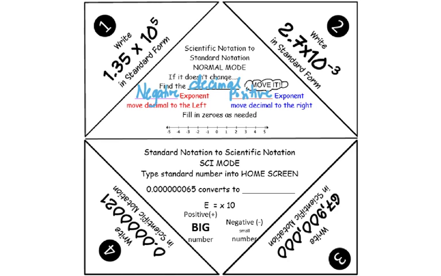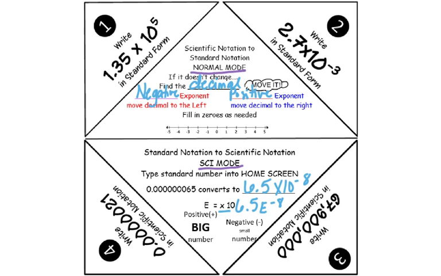Now, if we're going from standard notation to scientific notation, you want your calculator to be in scientific mode. And so that's what this means here, when your calculator is in normal mode and when your calculator is in scientific notation mode. You're going to type the standard number into the home screen, and when you hit enter, it's going to go ahead and convert it. So this big long decimal here would convert to 6.5 times 10 to the negative 8, but your calculator's not going to show that. Your calculator's going to give you 6.5, and then it's going to say E negative 8. So the E equals our times 10, and then either a positive or a negative exponent.